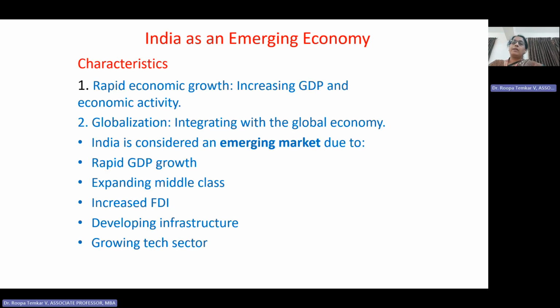Now let us try to understand how India is in terms of international business, where we see the Indian environment, or India's environment, as an emerging economy. The reason is because of the characteristic features like rapid economic growth, increasing the GDP and economic activity. Then the second point is globalization, that is integrating with the global economy, where India is considered as an emerging market due to rapid GDP growth.